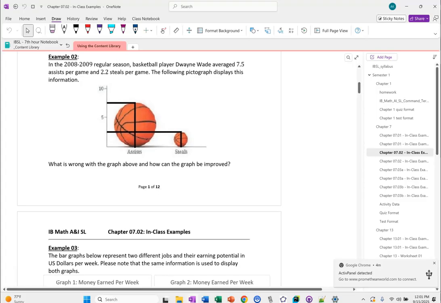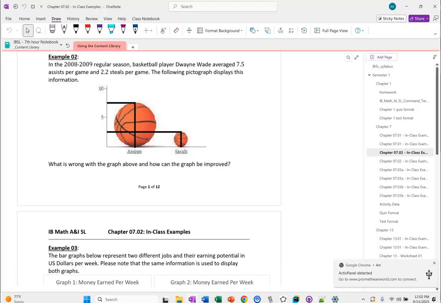So next example, in the 2008-9 regular season, basketball player Dwayne Wade averaged 7.5 assists per game and 2.2 steals per game. The following pictograph displays this information. What's wrong with the graph and how can it be improved? David. The bottom value.